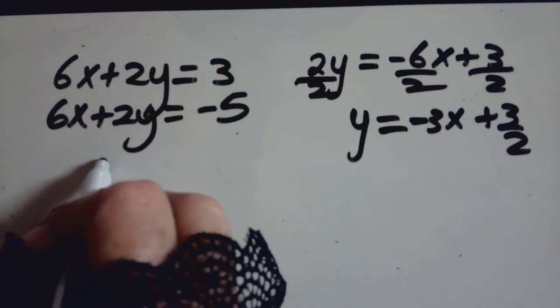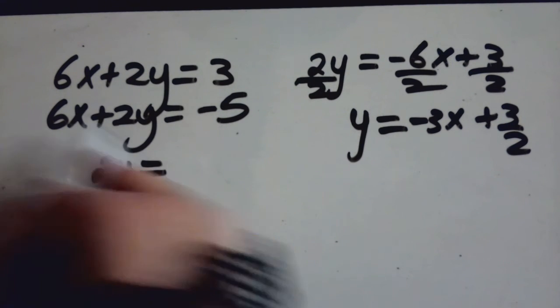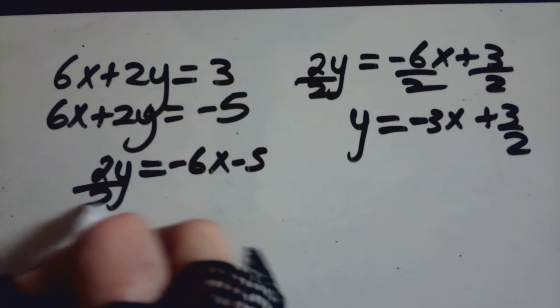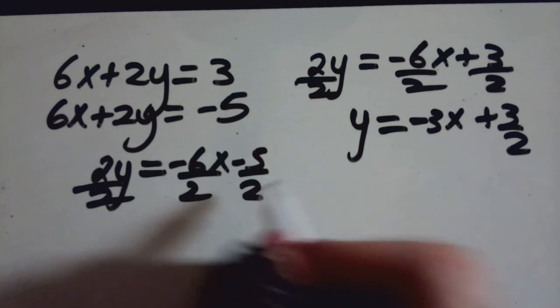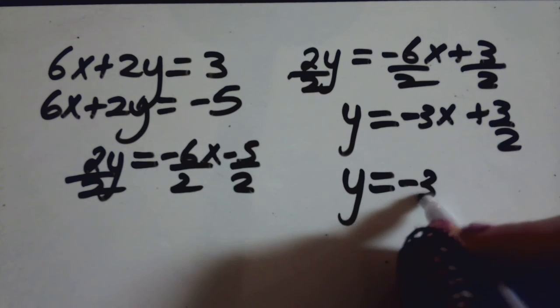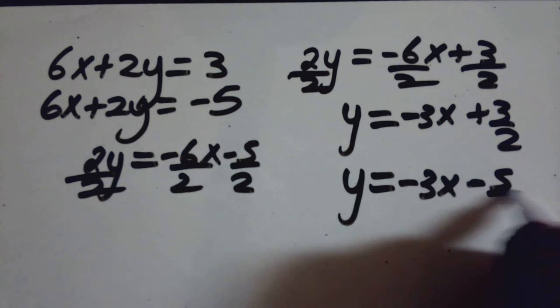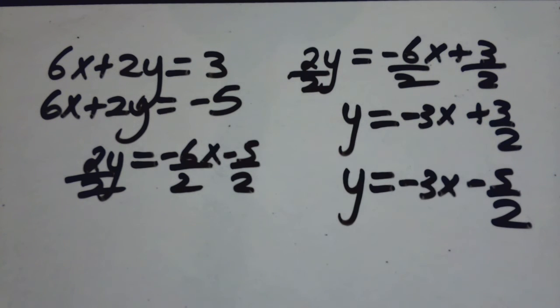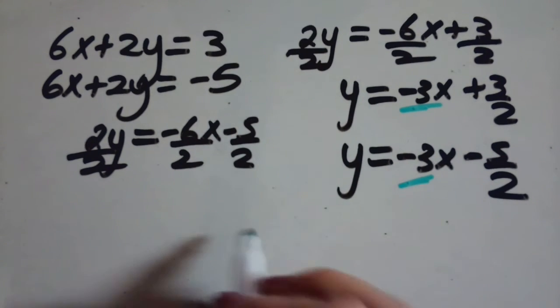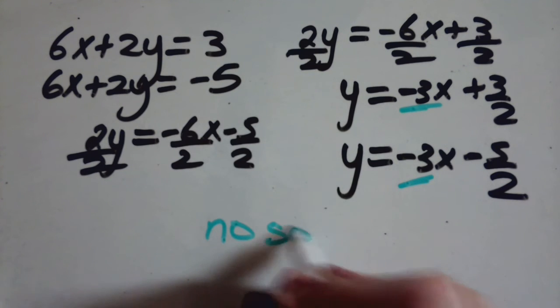Same thing here. This is going to be 2y. 6x is going to be negative 6x minus 5 divided by 2. And put it underneath to look at it. That is negative 3x minus 5 over 2. So here you can tell by the slopes are the same, but the y-intercepts are different. So when the slopes are the same, this is parallel lines, so no solution.